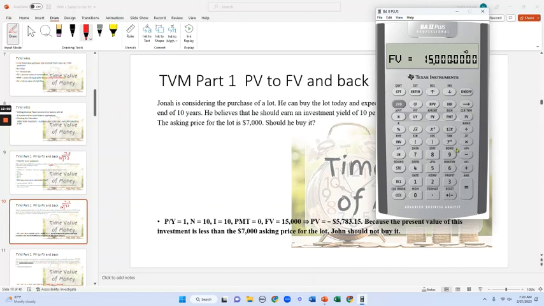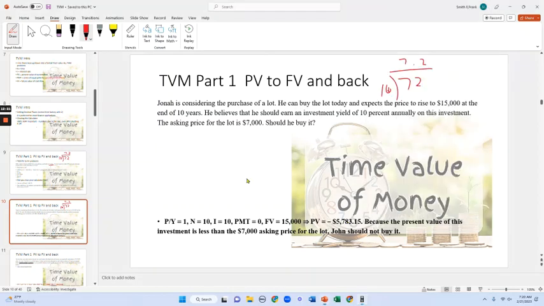And we say that it is 10 years and that it is for 10%. And if we put that in and we compute what it's worth today, we found that it's worth $5,783.15, which is, of course, what we have down here. So it's only worth this to Jonah, but somebody is asking $7,000. So should he buy it?